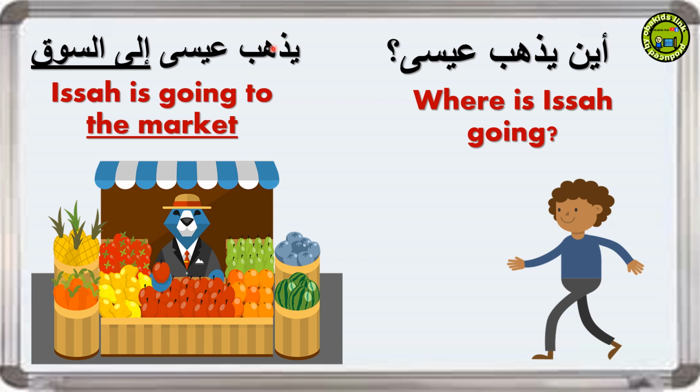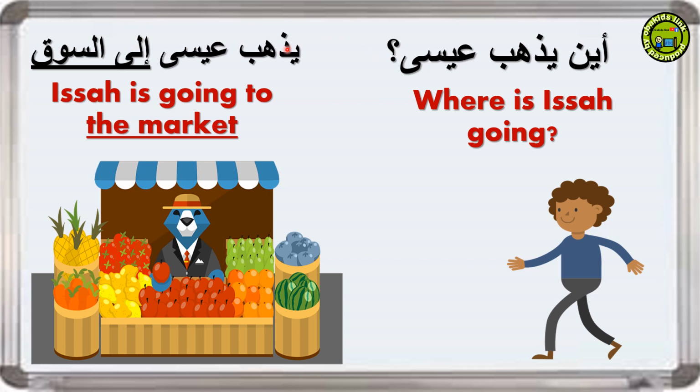يذهب is the verb, عيسى is the subject, إلى is حرف جر, a preposition, and سوق is اسم مجرور. But at the same time, إلى السوق is like talking about the place, is like مفعول به, the object, and it's also describing where Issah is going or the place.